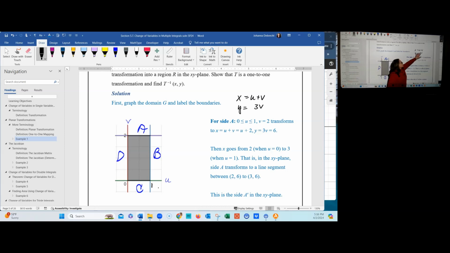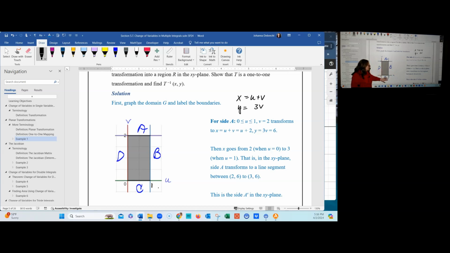So the first one is an equation that converts u and v into an x coordinate, and the second one is an equation in u and v that converts into the y coordinate. So the question is, how do I convert this rectangle using that transformation into another shape? What does it look like in the XY plane? This is in the UV plane, but what would the same region look like in the XY plane?